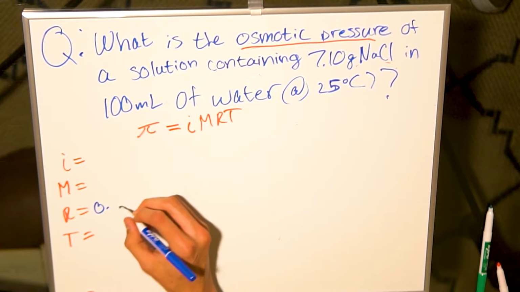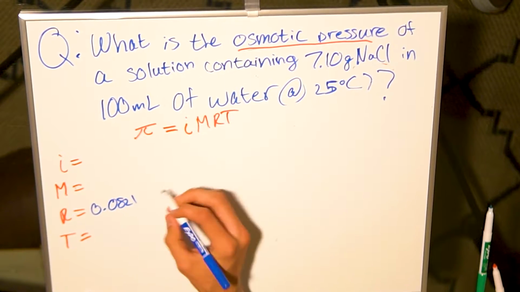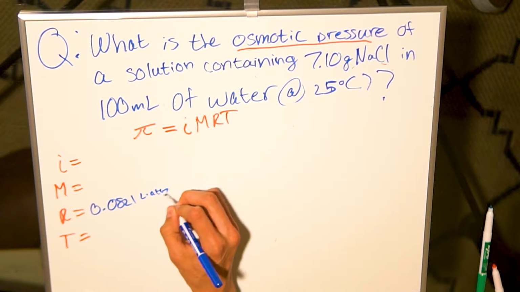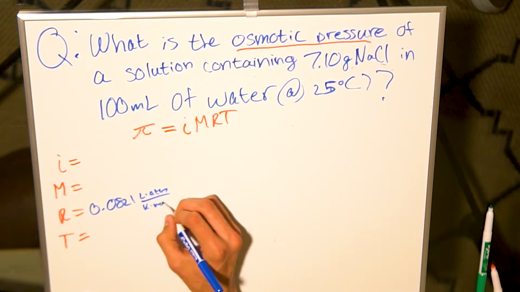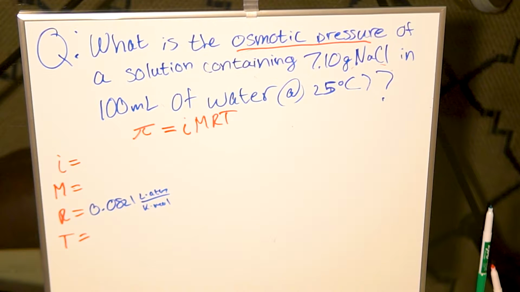It's a constant. It's going to be 0.0821 liters times atmospheres over K times moles. Alrighty, so we have that part. Next, go on to the easy part.